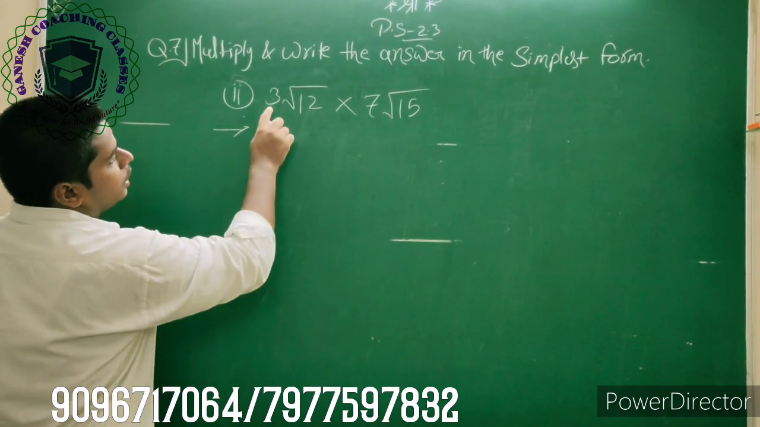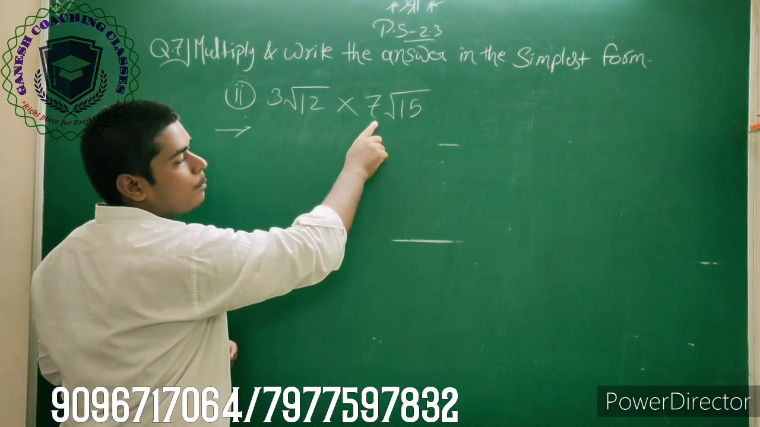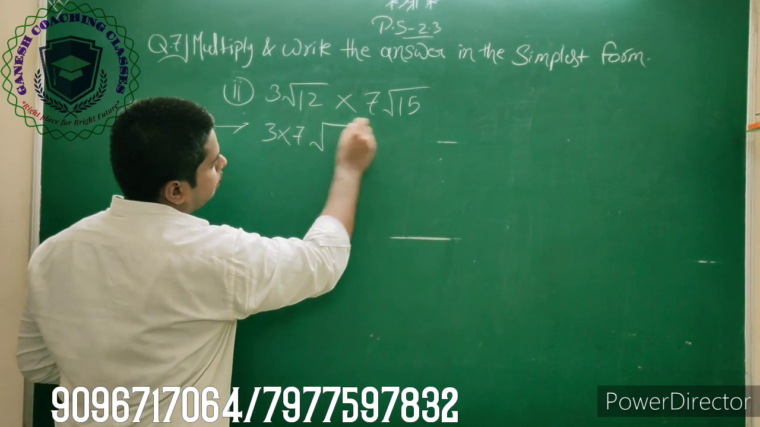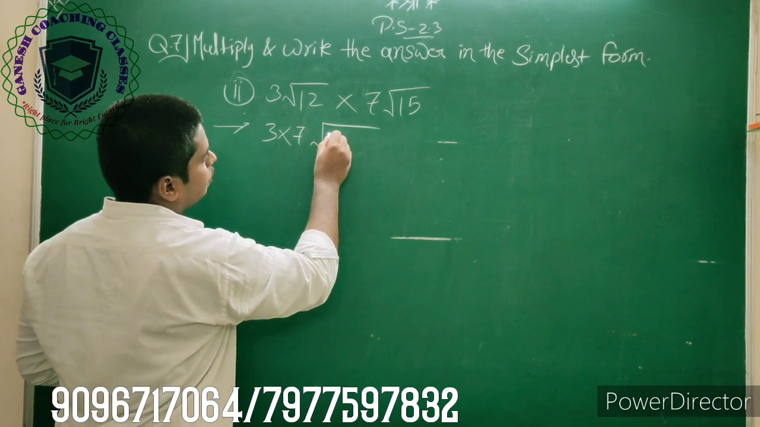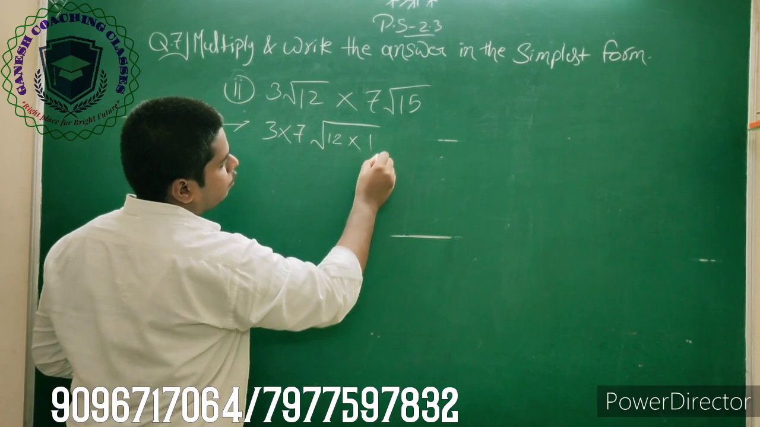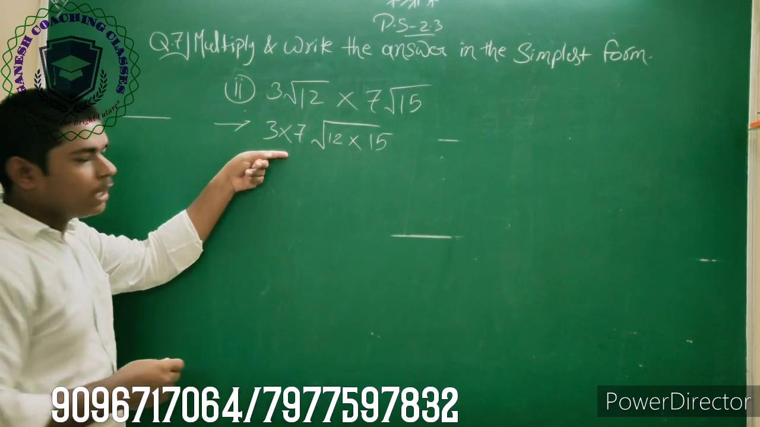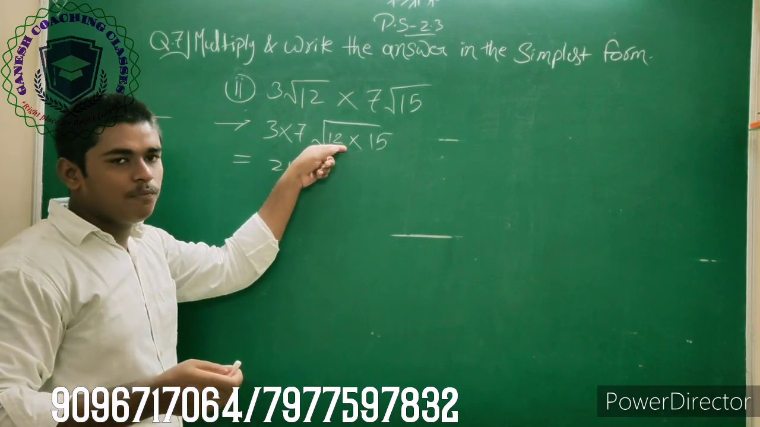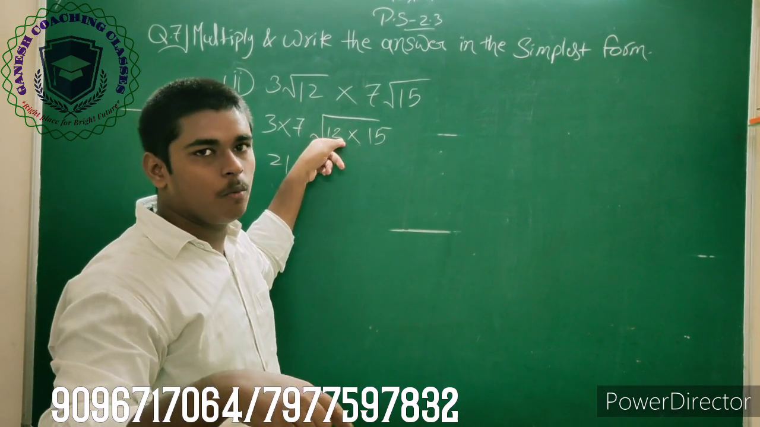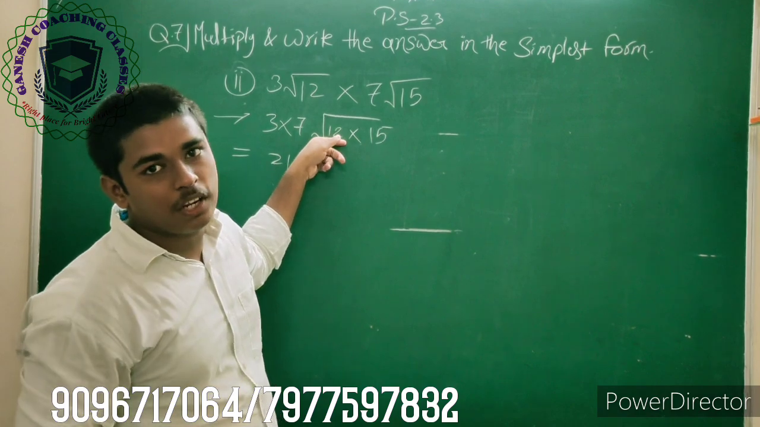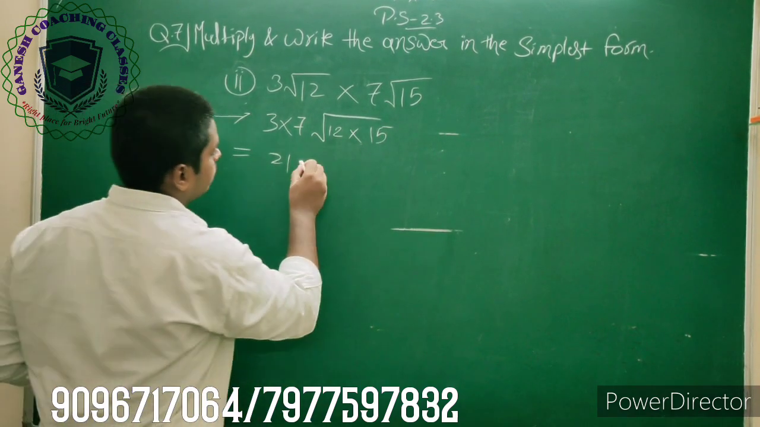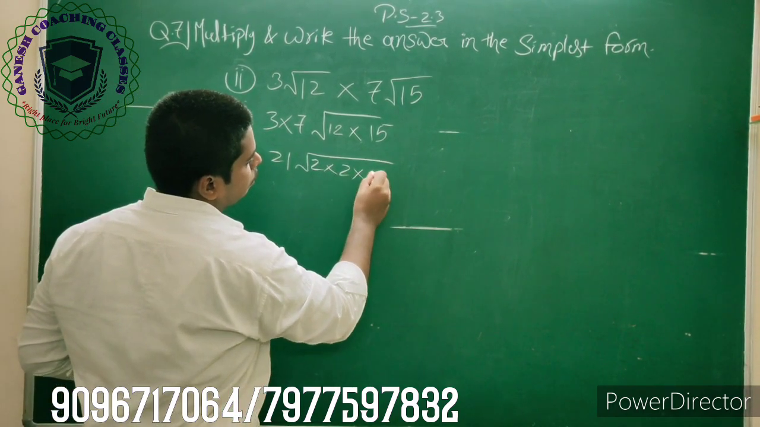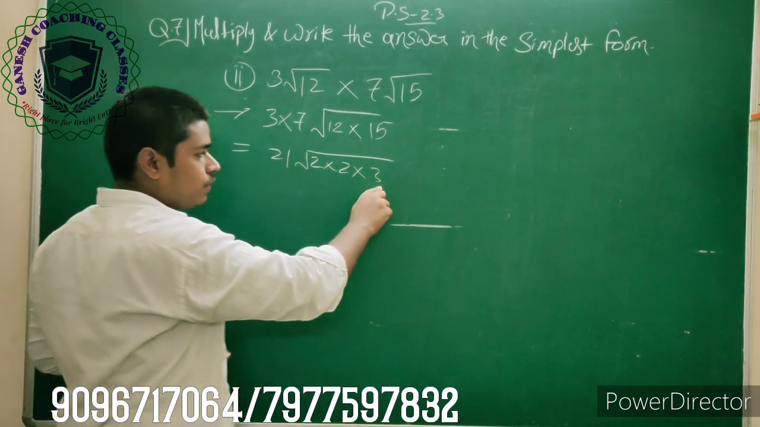So here coefficient will multiply with coefficient, so 3 into 7, and radicand will multiply with radicand, so 12 into 15. Now tell me, 3 sevens are 21. And we have found the prime factors of 12. What was that? 2 into 2 into 3. 2 twos are 4, 4 threes are 12. So we can write 12 as 2 into 2 into 3.